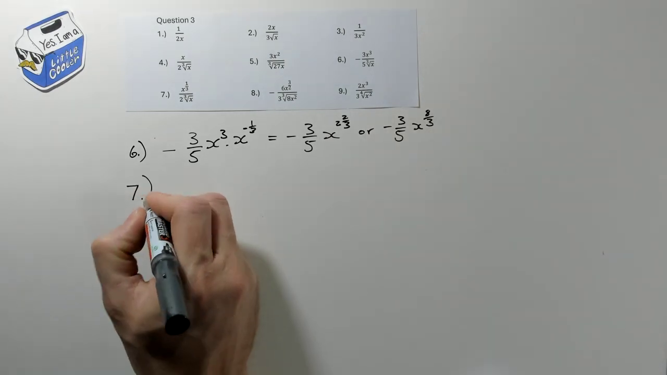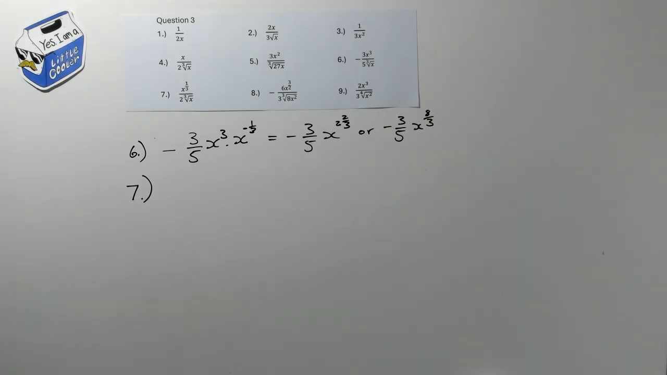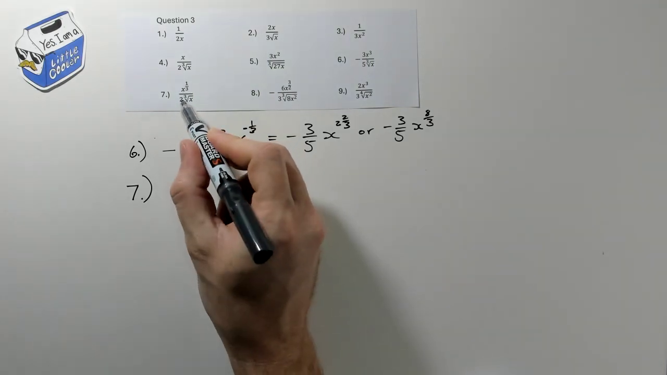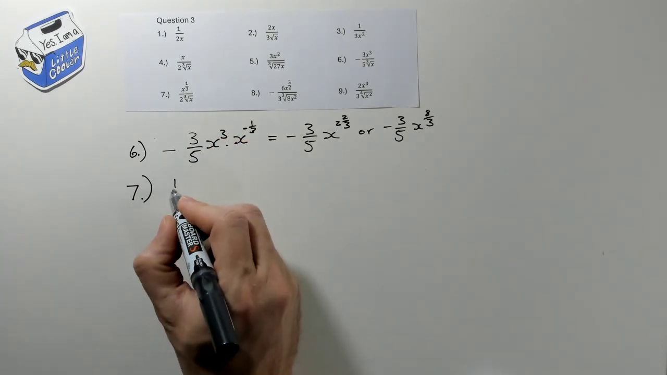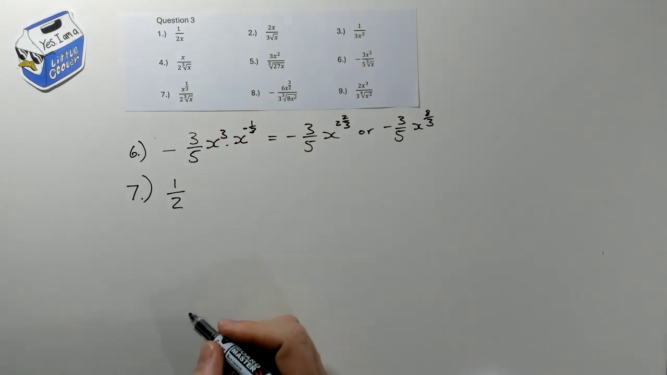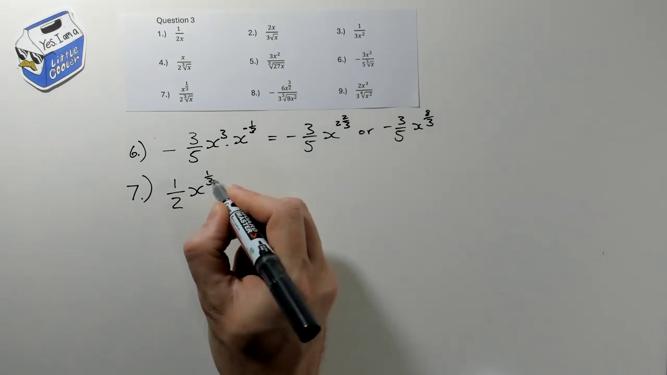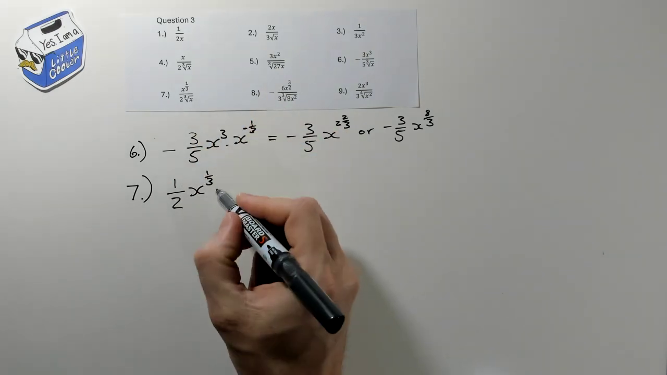Cool. Let's do number 7. And here I have a 2 underneath the line, so I'll keep it as a half. That x to a third I'll keep there as a third. It's positive because it's at the top.